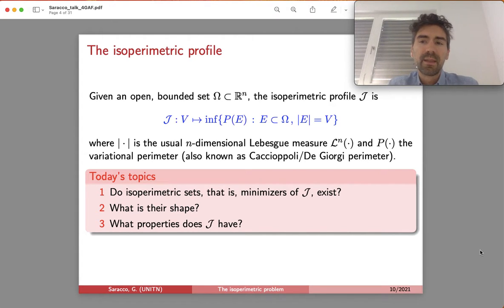And okay, the main questions are the following. Do isoperimetric sets, that is, minimizers of this functional, exist? If they do, what is their shape? And can we tell something about this function J? And I will show you that this function actually has some convexity properties.